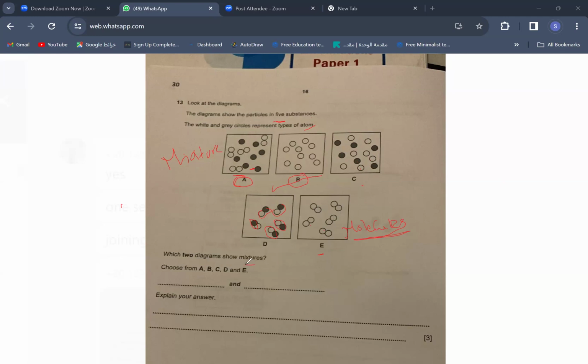Which 2 diagrams show mixtures? Choose. Which 2 diagrams show mixtures? Okay, so we have C and we have A. We have A. No, C. I mean D is a mixture of compounds, right? Okay. Yeah, and so does that count as a mixture? Yes, of course. Okay, so D and C. Because C is a mixture of elements and D is a mixture of compounds. Yes, and you already explained your answer.